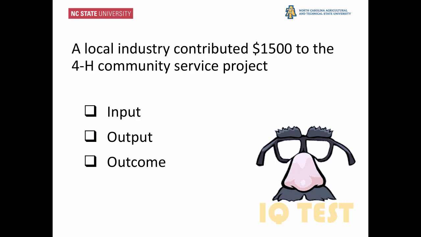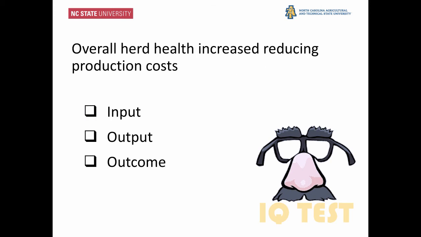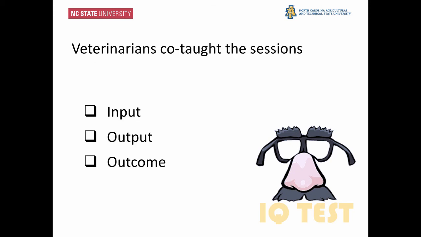A local industry contributed $1,500 to the 4-H Community Service Project. This one is an input. The $1,500 is a resource used for your program. Okay, what do you think of this one? Overall herd health increased, reducing production costs. The increase in herd health, which reduced production costs, is an outcome. In this case, it's a change in economic condition.